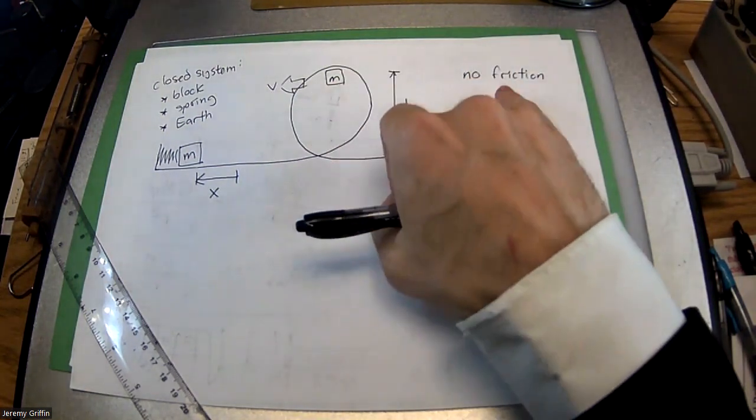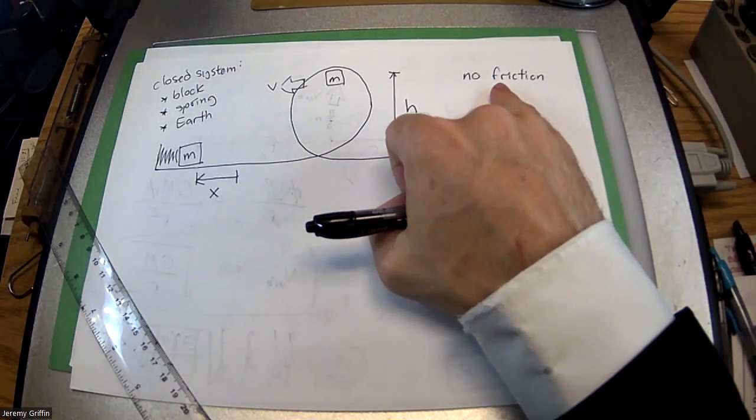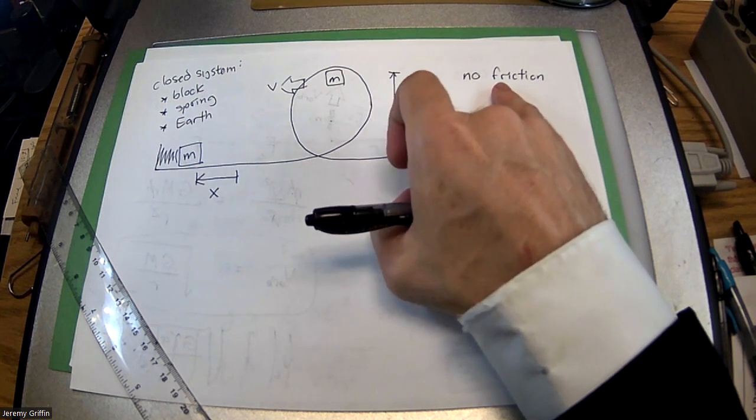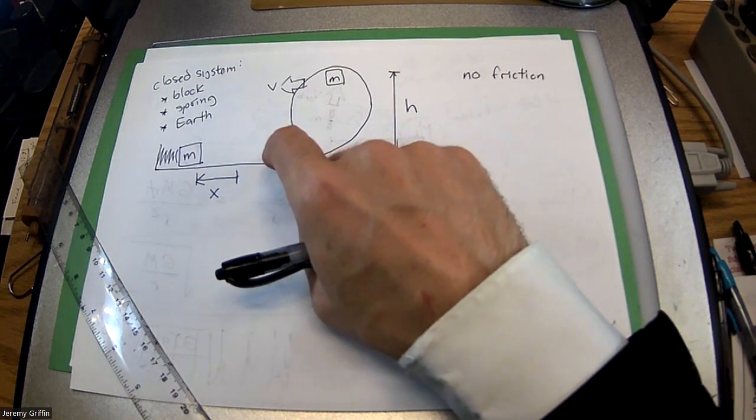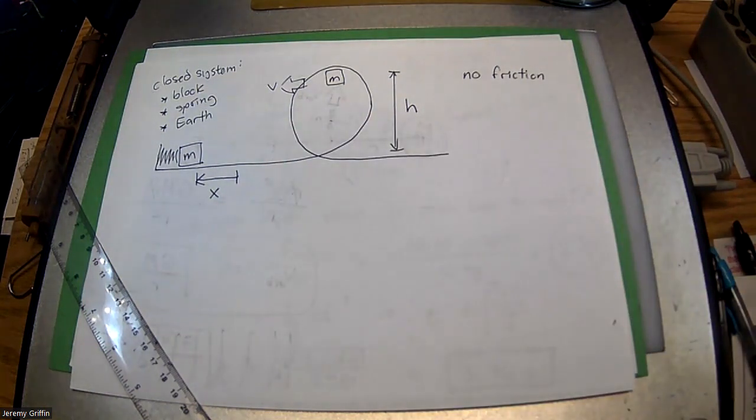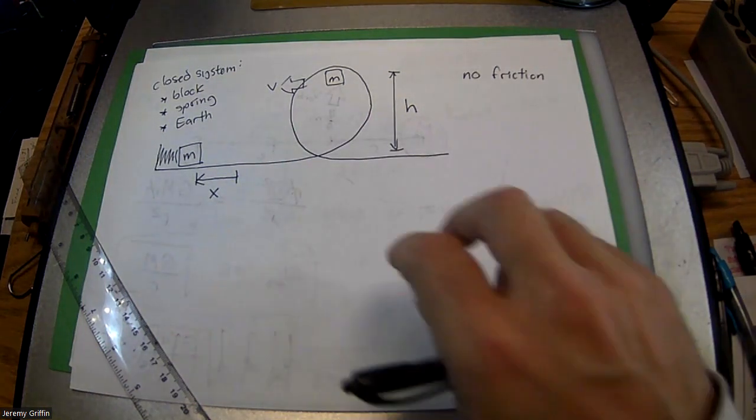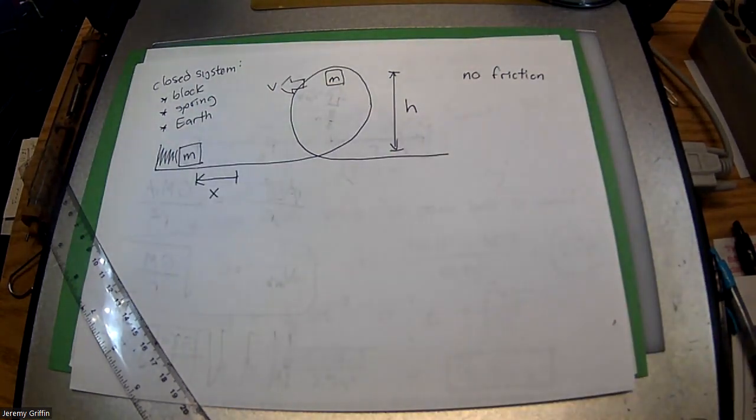Now, should you include the track if there's no friction? Not if there's no friction. If there is friction, then there could be a frictional force, and you have to include the track. But if it's frictionless, then remember the motion of the block and the normal force from the track are always perpendicular, so there's no work done. So you can go ahead and leave the track out. I'll call this the block-spring-Earth system.